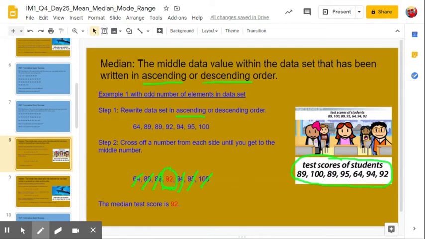So that means half the numbers are greater than 92. The other half of the numbers in the data set are less than 92. So the median test score is 92. Oh, it's a little bit different than our mean. Our mean was 89, and our median is 92. And we'll be talking about later in this unit about what causes those differences as we measure the center of the data.